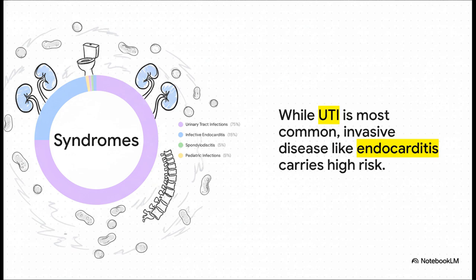No big surprise, given the name urinae, its number one gig is causing urinary tract infections. That accounts for about 3/4 of cases. But, and this is a big but, look at the rest of that chart. It can cause incredibly serious invasive diseases like infective endocarditis and even infections of the spine. And when that happens, the stakes get a whole lot higher.